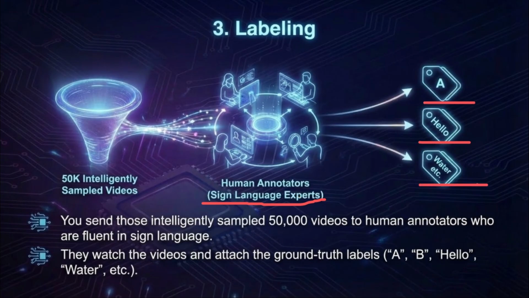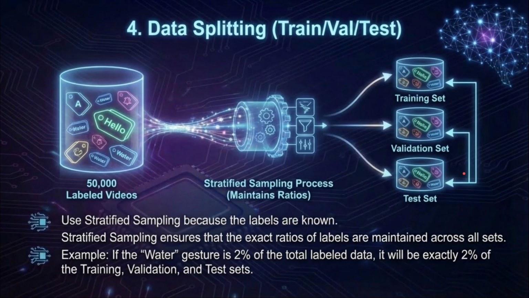Once we have these labeled videos, we'll know the ground truth labels, right? So we'll split the data using a stratified sampling process. Stratified sampling ensures that exact ratios of labels are maintained across all sets. So if there is an attribute like water, which contributes 2% of the total labeled data, it will be exactly 2% in the training, validation, and test set. To maintain that ratio, we'll use stratified sampling.